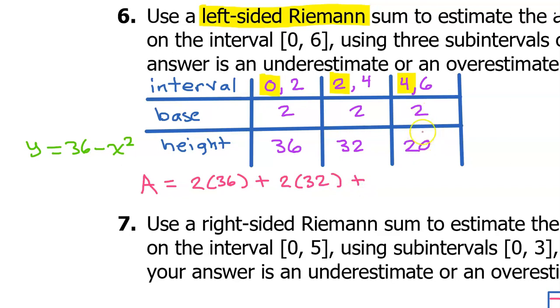And the area of the third rectangle will be 2 times 20. We're just doing base times height 3 times. And that's it. This will be the left-sided Riemann sum.